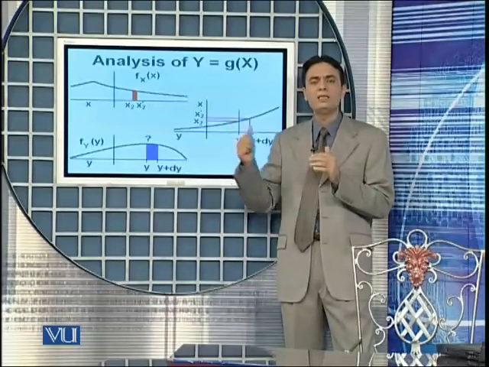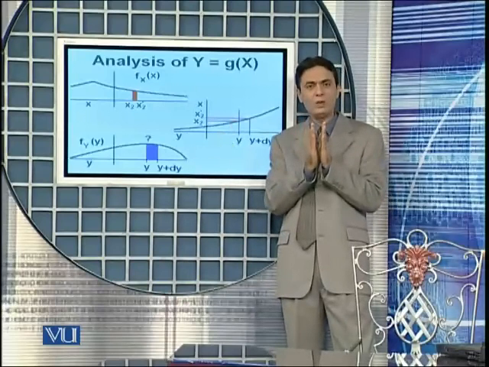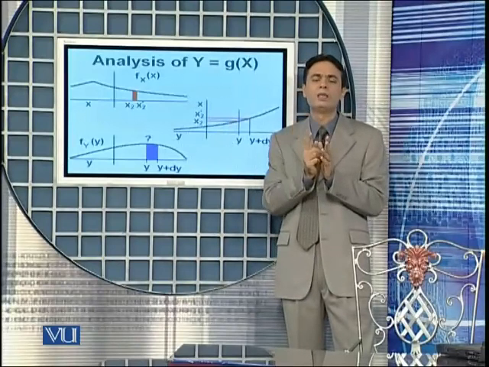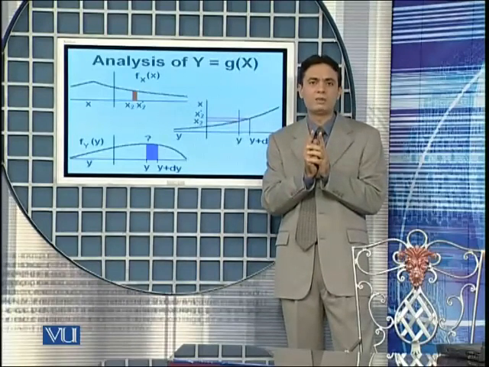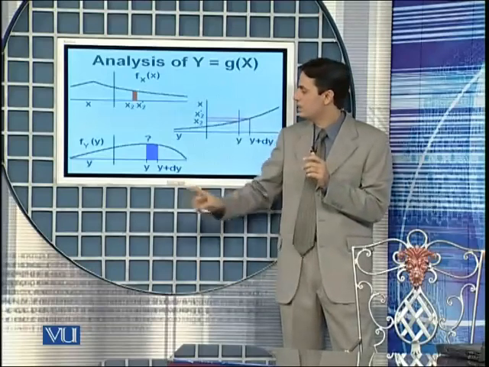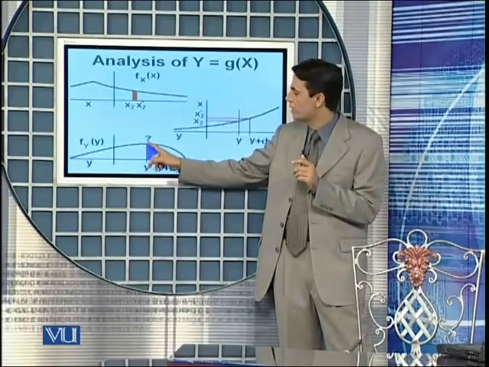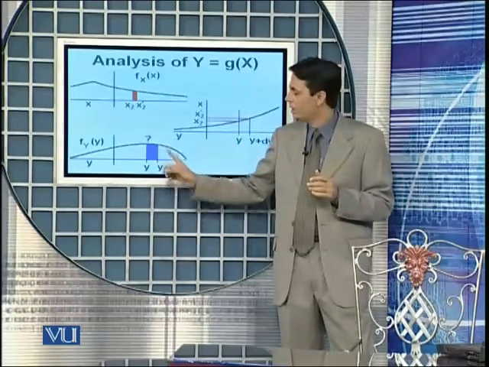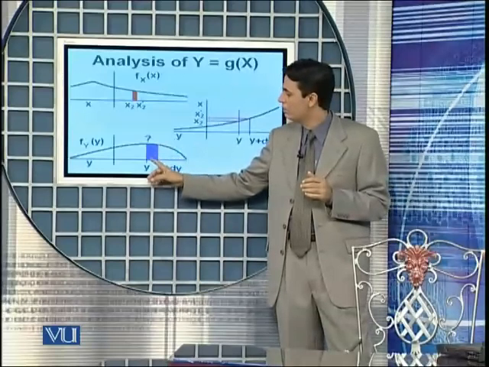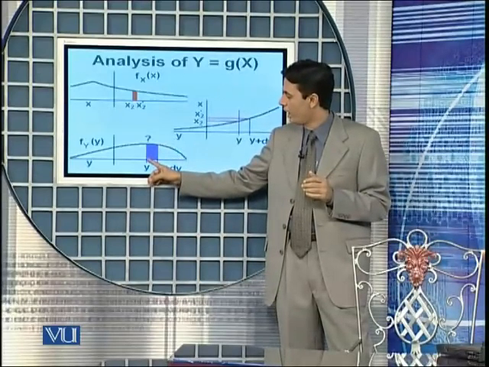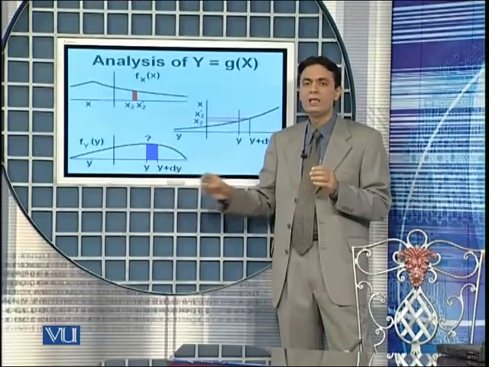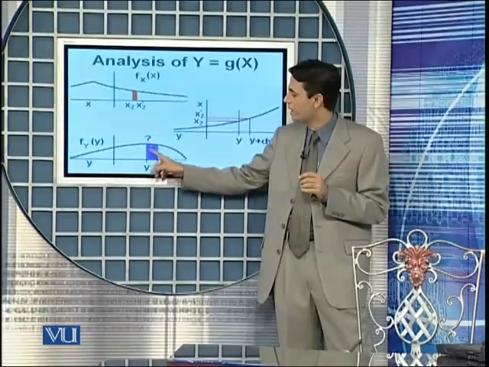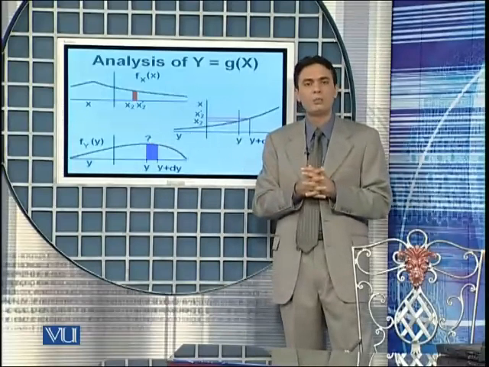If that's the case, then this blue region is rectangular in shape, and the area of this rectangle will be the height multiplied by the width of the interval. The height is the value of this PDF at this point y, and the width is dy. So probability of this event that random variable y takes on values from y to y plus dy is equal to value of this unknown PDF of y at point y multiplied by dy.